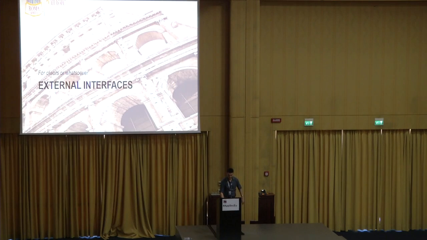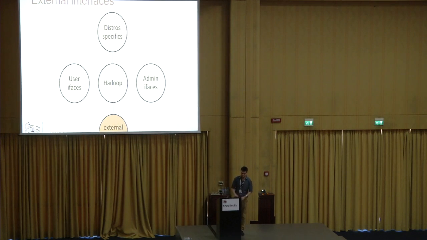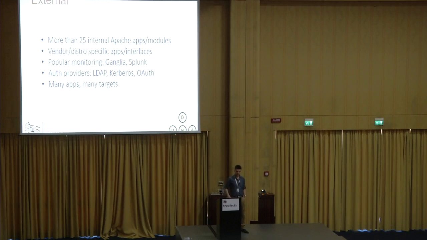OK. So let's move to the external interfaces. There are more than 25, but actually now I would say there are around 40 interfaces of Hadoop made by Apache, or small modules. So there is a lot of things to do when you pen test a big data solution. Of course, not every installation has every interface, but in a typical one, we've got 10 to 20 interfaces. There are vendor or distribution-specific applications or interfaces, for which additional time is needed.